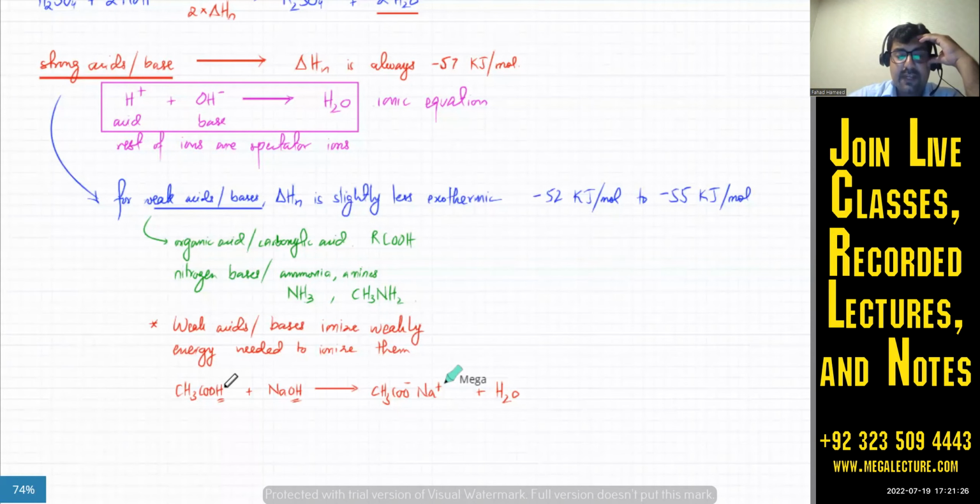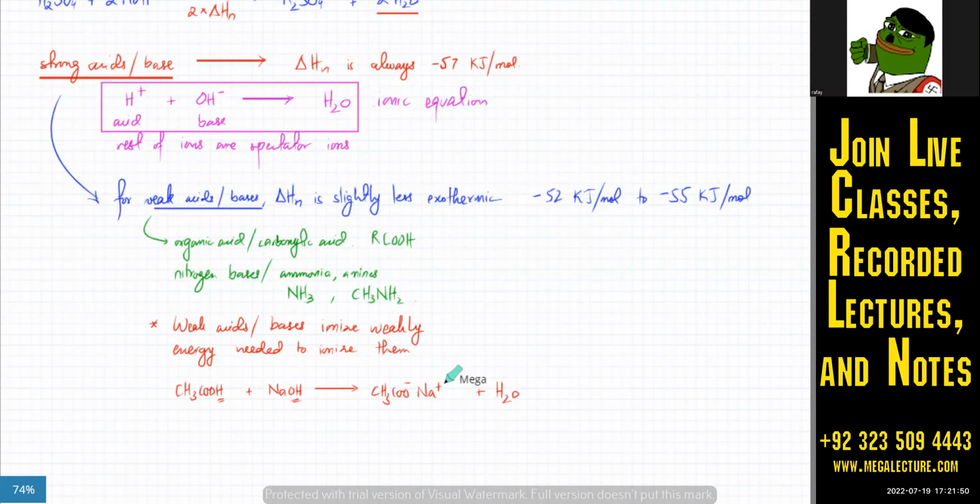So if I want ethanoic acid to produce H+ ions and give them to OH ions, it's not going to do that readily. It needs energy so that the H+ can leave and the OH can accept it. So some energy is needed for the reaction to happen, which is why it's not as exothermic as the previous reaction. So is that all clear? Yes.